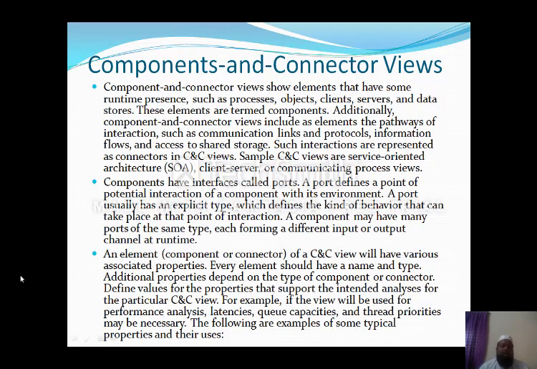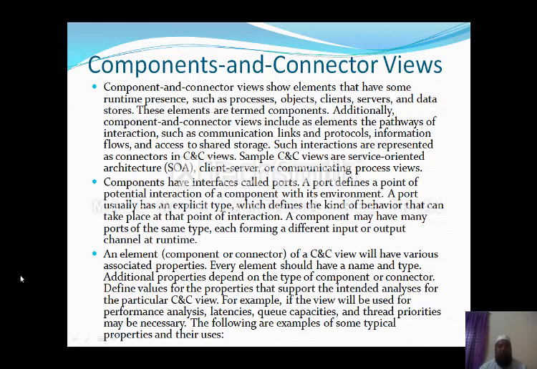Component and connector views show elements that have some runtime presence, such as processes, objects, clients, servers, and data stores, nothing but databases. These elements are termed components. Additionally, component and connector views include as elements the pathways of interaction, such as communication links and protocols, information flows, and access to shared storage. Such interactions are represented as connectors in the C&C views. Sample C&C views are service-oriented architectures, client-server, and communicating process views.